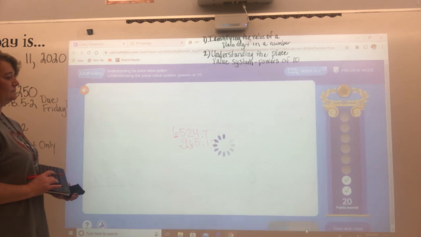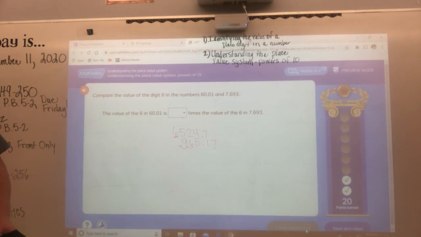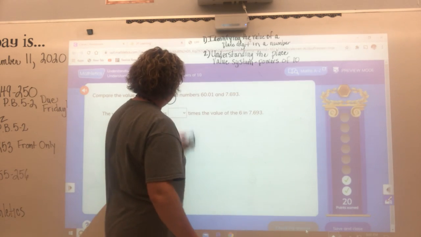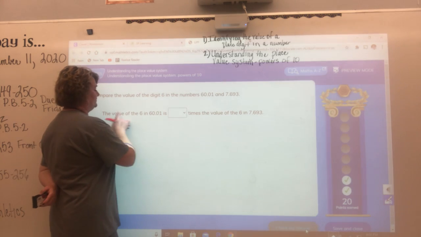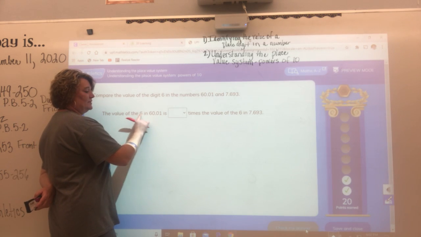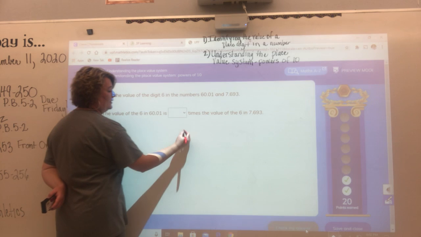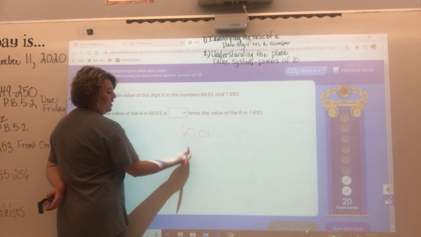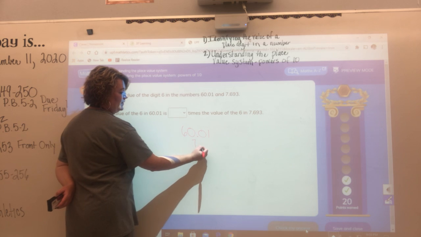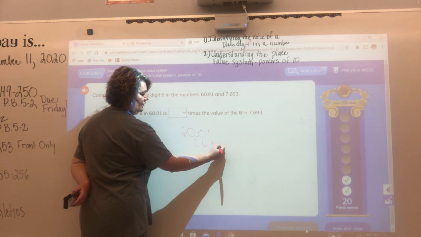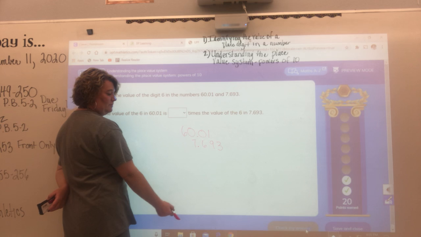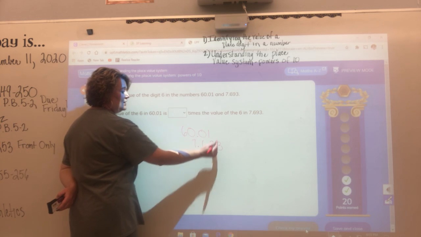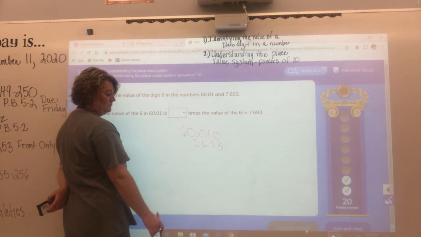It's a little tricky. It helps to stack on top of each other. The value of the 6, I'm looking for 6s again, in 60.01. Stack 60.01 on top of 7.693. Look, I lined up my decimals on top of my decimals. And if you want to put a 0 there, you're fine.